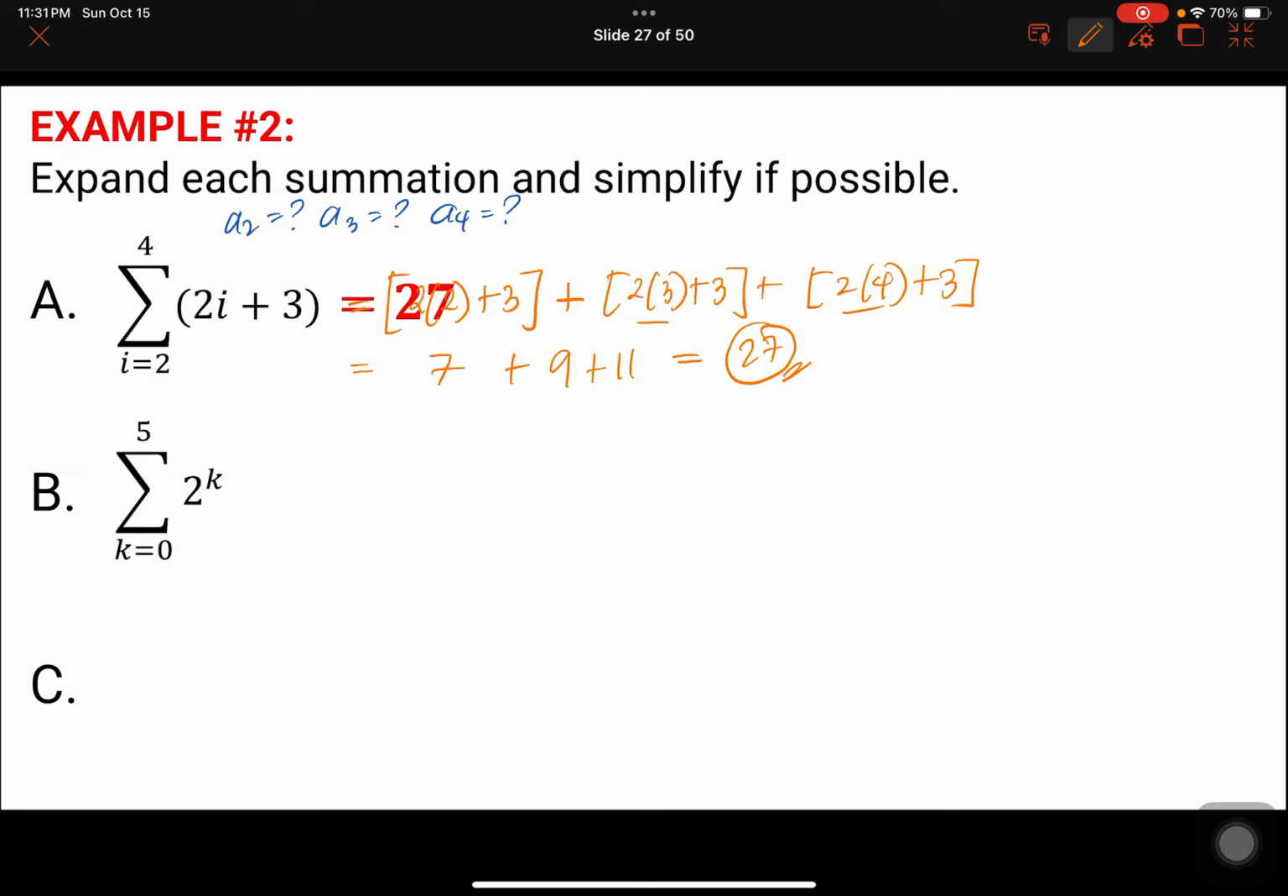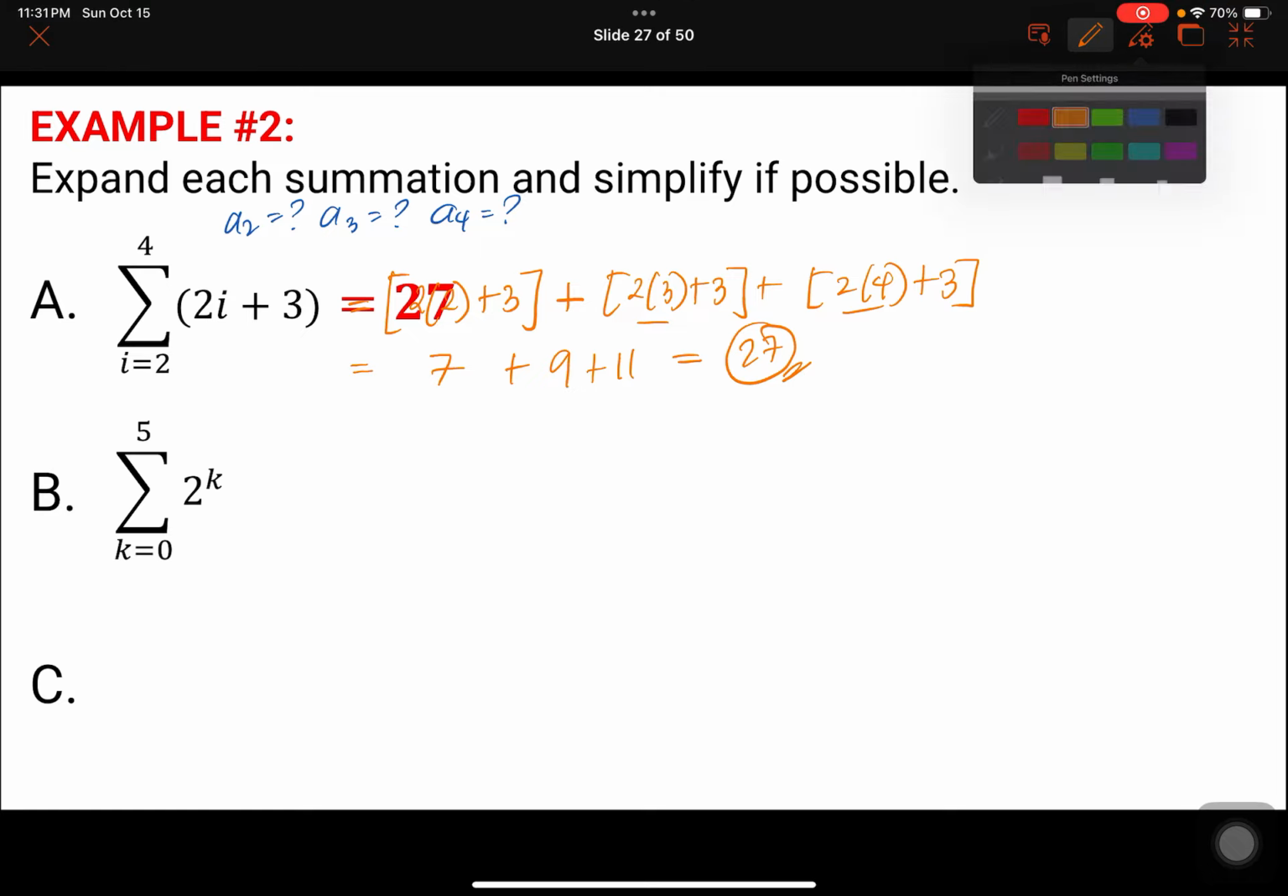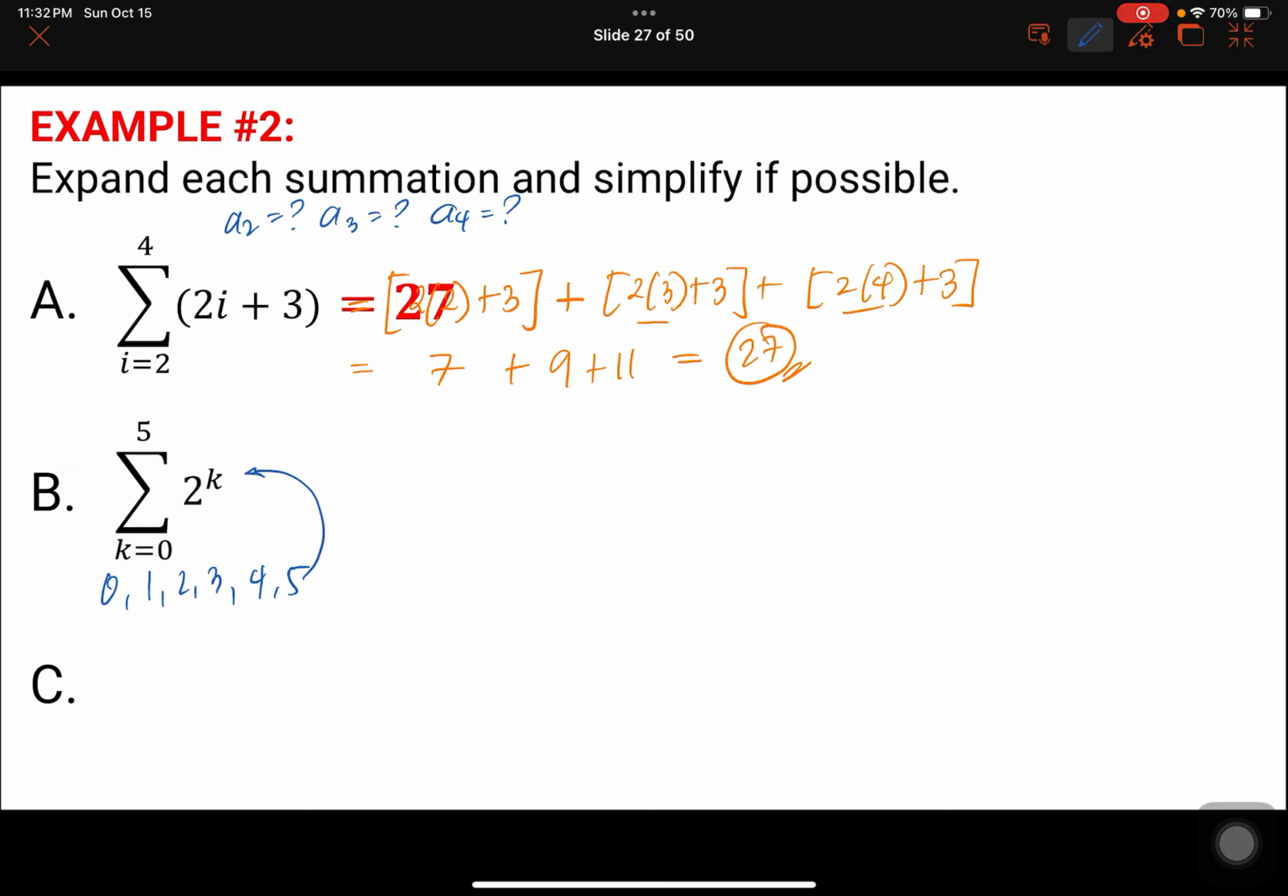Letter B, so we have summation of 2 raised to k, where k is equal to 0 up to 5. So we will just substitute the values 0, 1, 2, 3, 4, 5 sa k natin. So magiging 2 raised to 0 plus 2 raised to 1 plus 2 raised to 2 plus 2 raised to 3 plus 2 raised to 4 plus 2 raised to 5.